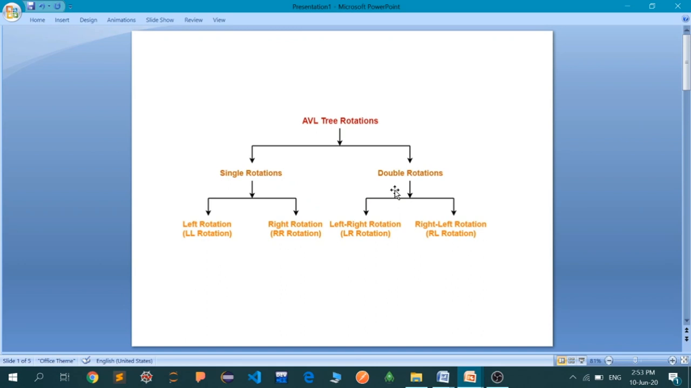So after the addition, it may or may not be possible that your AVL tree will not remain a height balanced tree. So it will not remain a legal AVL tree. In that case, you have to do the operations called rotations, and after that rotation, the tree that has become unbalanced after the addition of a particular node will again become balanced. So the technique of changing your unbalanced BST into an AVL tree is called rotations.